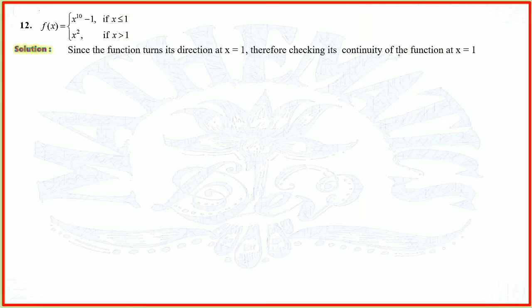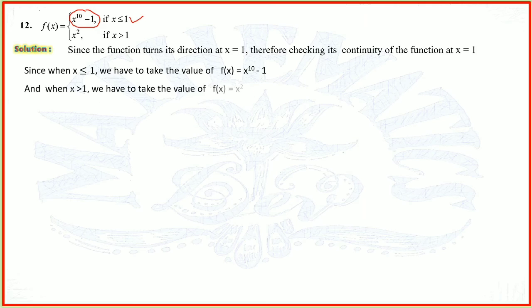Therefore, checking the continuity of the function at x equal to 1. Since when x is less than or equal to 1, the value of the function is x raised to 10 minus 1. On the other hand, when x is greater than 1, the value of the function will be x square.